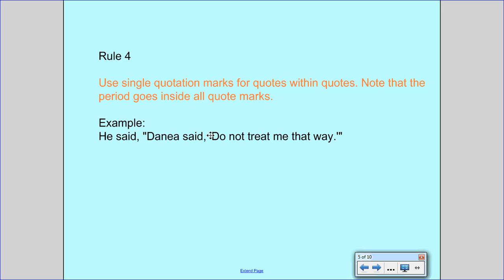That's where you get what they are on your keyboard, apostrophes, but we use them as single quotes. So you have the double quotes before Dania, and then once you get to the quote within a quote, you have a single quote, and then you have the end punctuation inside all the quotation marks, followed by the single quote to wrap up the "do not treat me that way," and then the double quote to wrap up the quotation coming from he.